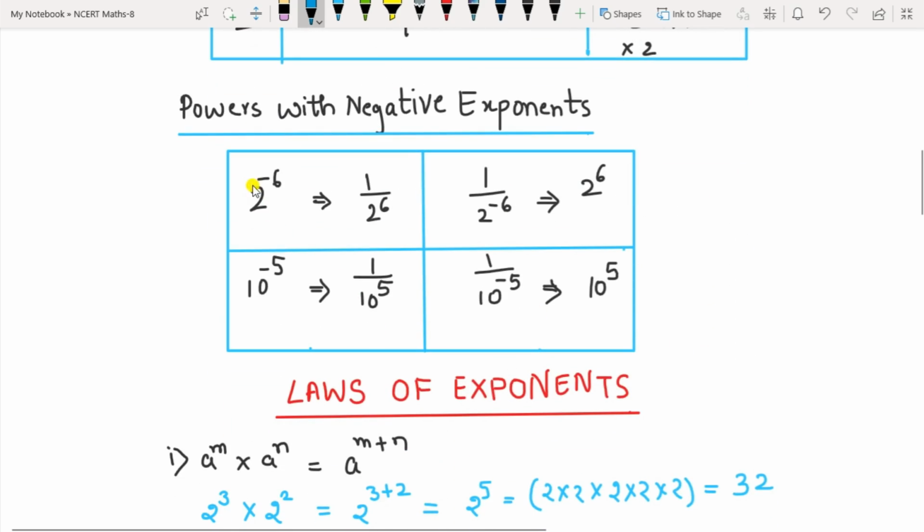Now the powers can be negative or positive also. If they are negative, you have to write the inverse, and they become positive. If 2 raised to minus 6 is there, here 2 is in the numerator and the denominator is nothing, meaning it is 1. So you have to write its inverse, that is 1 upon 2 raised to 6. So the power becomes positive. If it is 1 upon 2 raised to minus 6, the power becomes positive if you write the inverse as 2 raised to 6. Similarly, 10 raised to minus 5 will be 1 upon 10 raised to 5, and 1 upon 10 raised to minus 5 becomes 10 raised to 5.